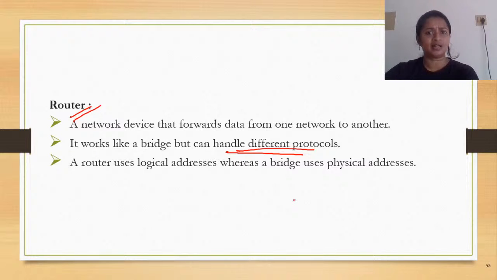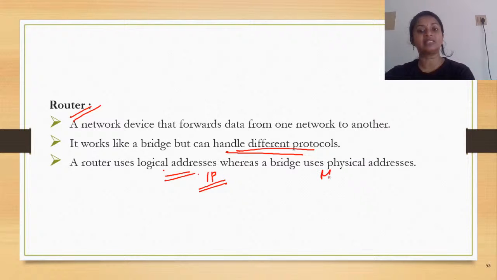The working is exactly like a bridge. The only difference is it can handle heterogeneous protocols and not homogeneous protocols. A router uses logical addresses. This is one more thing you need to consider: the logical address, in the sense the IP address, is used here, whereas bridges and switches use the physical or MAC address. This is yet another difference between a router and a bridge. A router takes the help of logical addresses while the bridge takes the help of physical or MAC addresses.